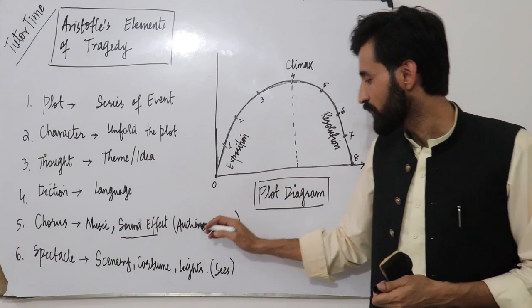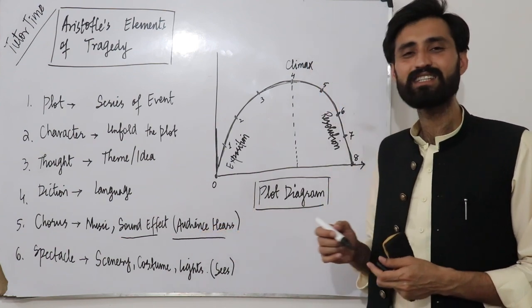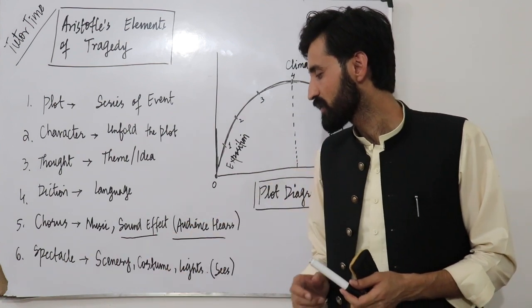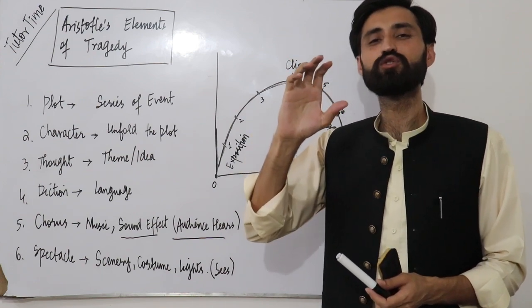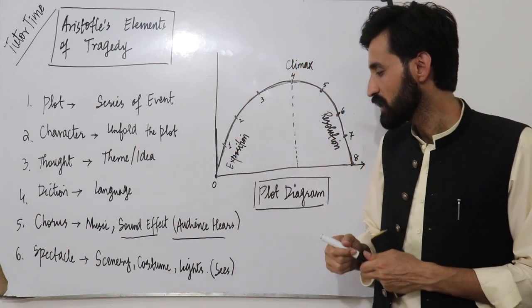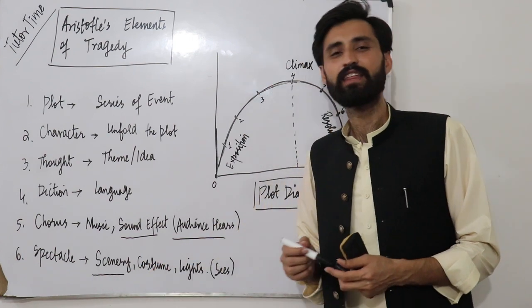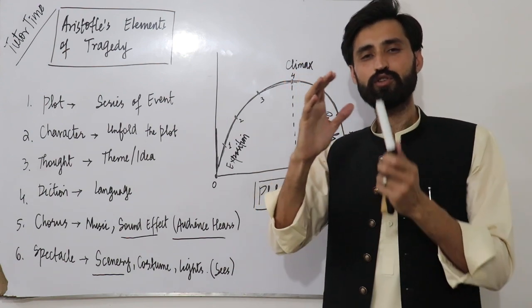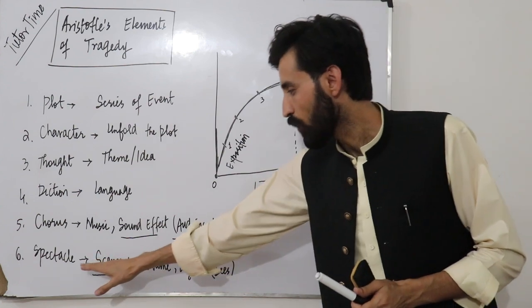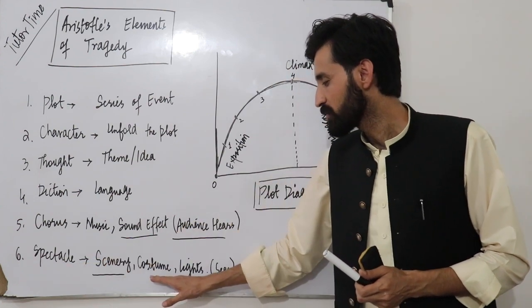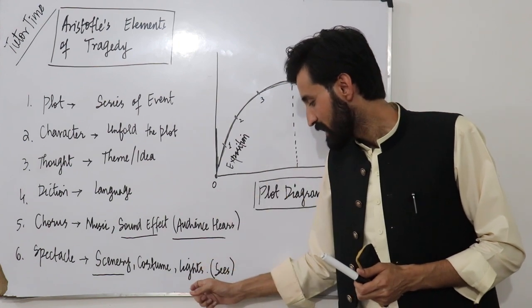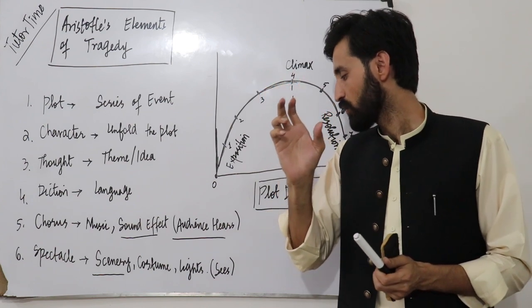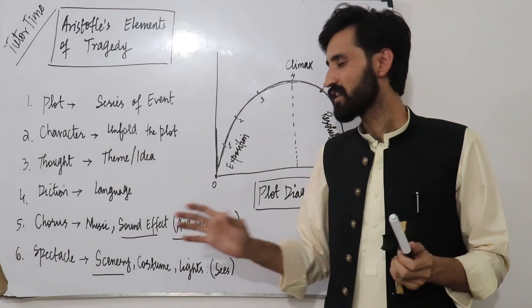So basically chorus is related to what the audience hears from the stage, and along with that there is the sixth one, that is spectacle. Spectacle is related to what the audience sees. What they see is the scenery behind that event, where the event is actually happening. The background or scenery is included in spectacle, and there comes the element of costume, lights, and the makeup the characters are wearing. These are the things that are there in spectacle.